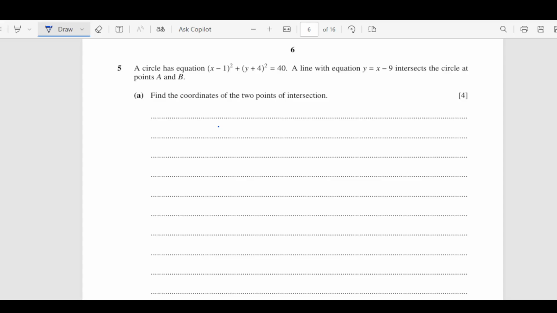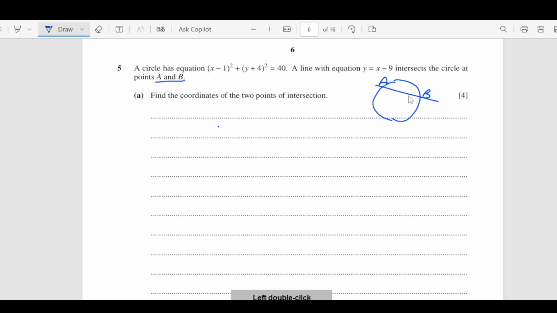Question number 5, we have here a circle has equation. This is the circle equation given. A line with the equation y equals x minus 9 intersects the circle at points A and B. So that means we have a circle like this, and there is a line AB that intersects the circle at points A and B. So find the coordinates of the 2 points of intersection.